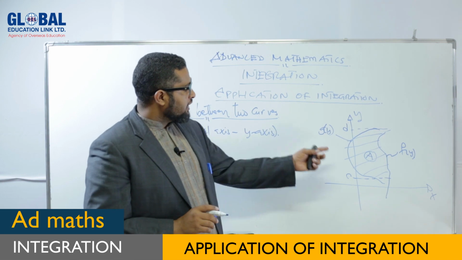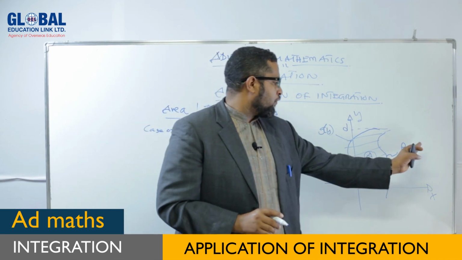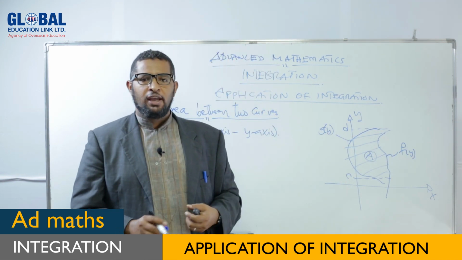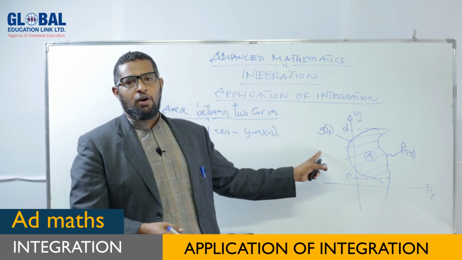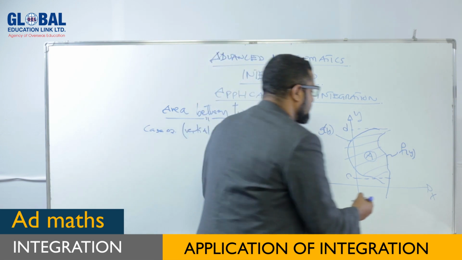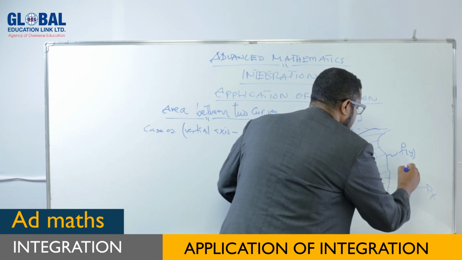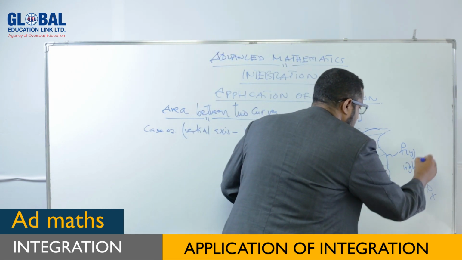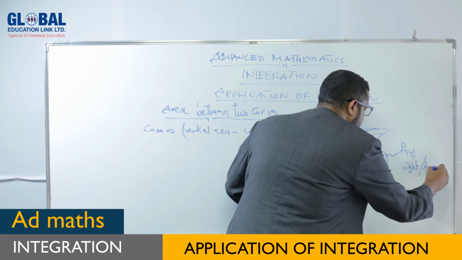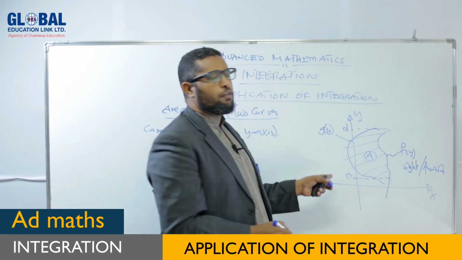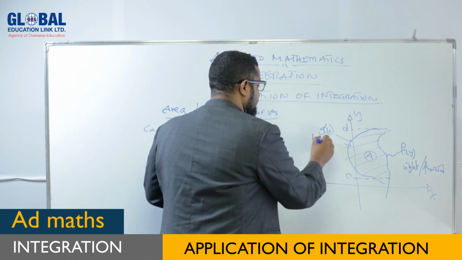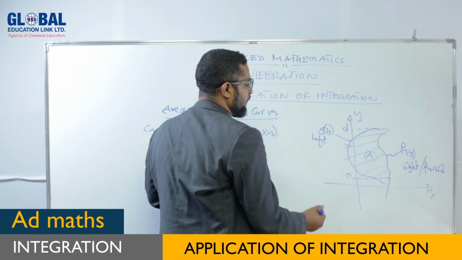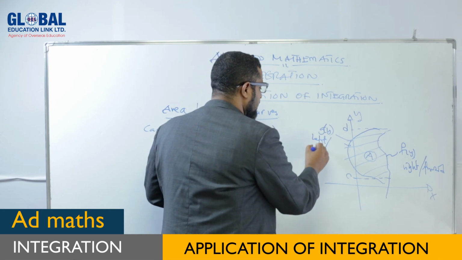Now, if you look clearly here, we have two functions, f of y and g of y. F of y is in front of g of y, or we can say it is to the right, or forward, of g of y. And this one is on the left side of f of y, or in backward.